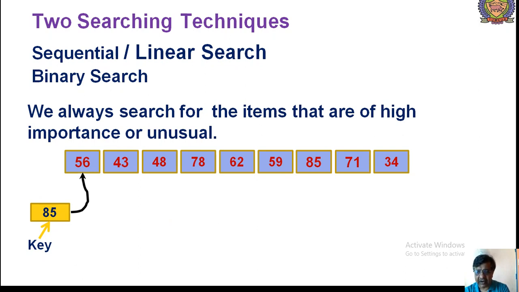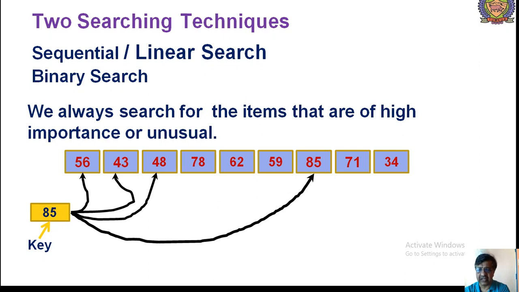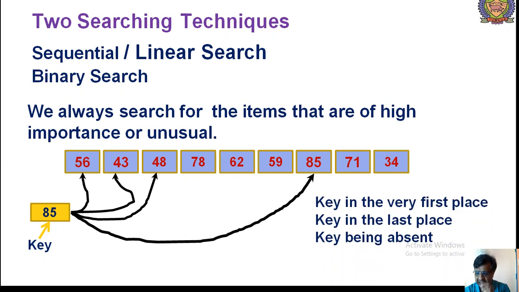And in order to find this in linear search, we need to compare this key value with all the elements. It should be compared with the first element, the second element, the third element, so on and so forth until it is found. If it is not found, we will have crossed the last element also. So this linear search faces 3 scenarios. Number 1, the key is in the very first place. This is the best case of the algorithm. There will be only one comparison that is being done.